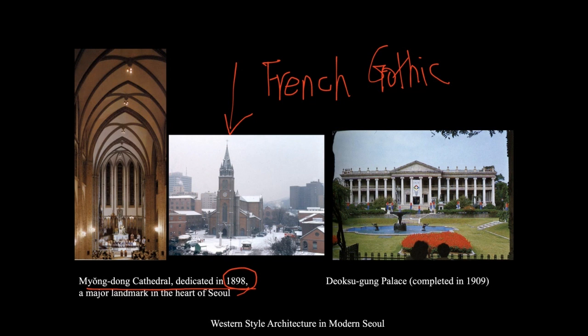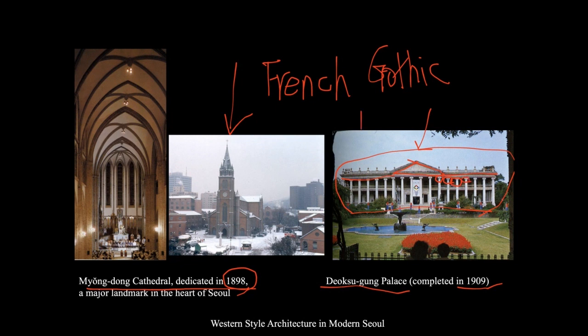And then at the same time, King Gojong created this pavilion or palace within his living quarters called Deoksugung Palace. Remember the Deoksugung, one of the five palaces? This one is made of stone and looks like, what does it look like to you? Yes? The White House. Oh, the White House. Yes, the White House. Very good. But the origins of the White House is what? Classical Greek and Roman buildings, right?